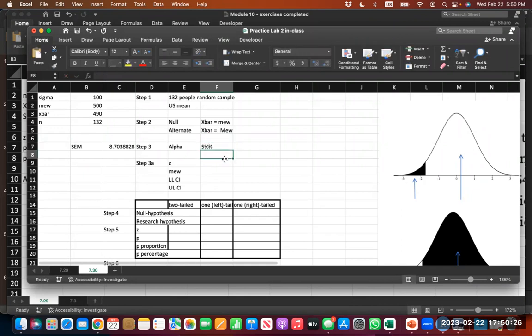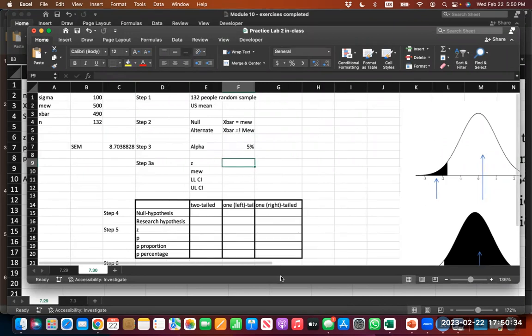Alpha is 5%. Our set here is calculated, as we know, usually from x bar minus mu, divided by the standard error of the mean.